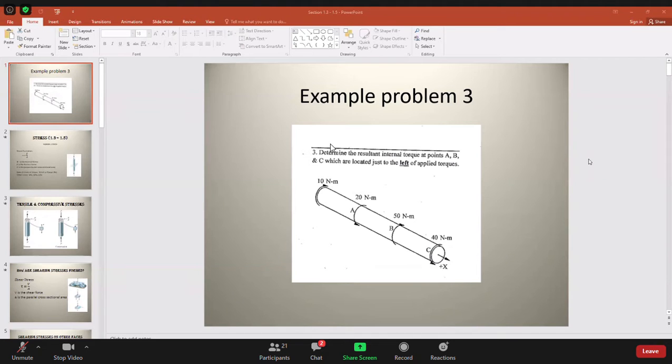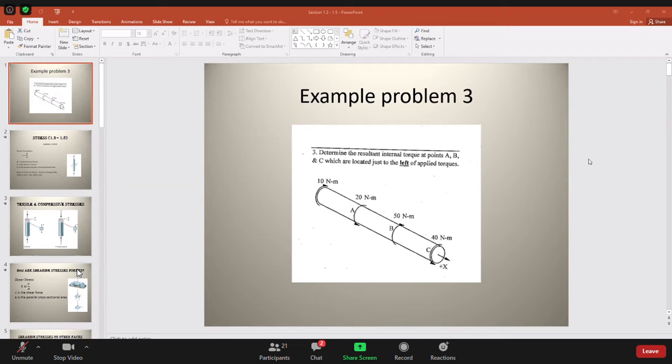So please read the problem. What it says is that you're required to determine the resultant internal torque at points A, B, and C, which are located just to the left of applied torques. So I think it's best that I solve it on the board for you quickly.